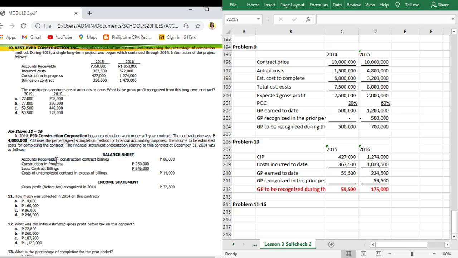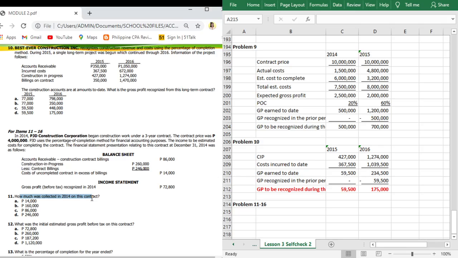So we have the accounts receivable. This is the balance sheet. So there is accounts receivable, then the CIP minus contract billings, and then the excess. Okay? Excess. 14 million. Next, we have the gross profit of 72,800 in our income statement. Question first, how much was collected in 2014 on this contract?